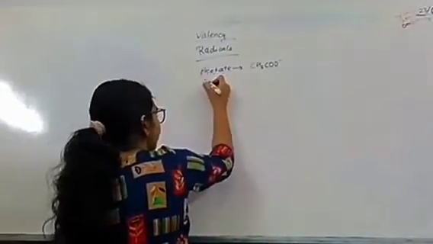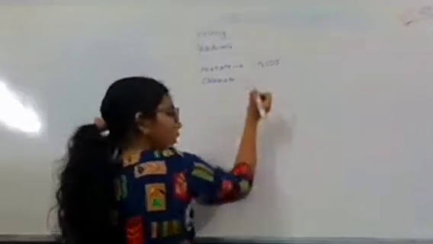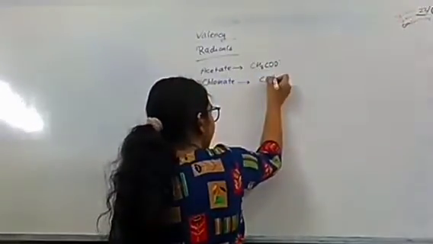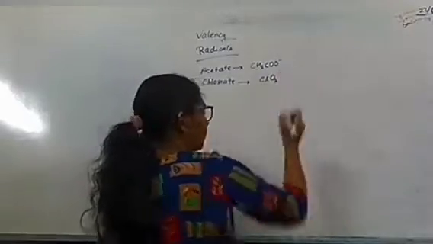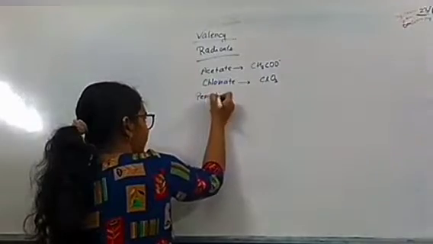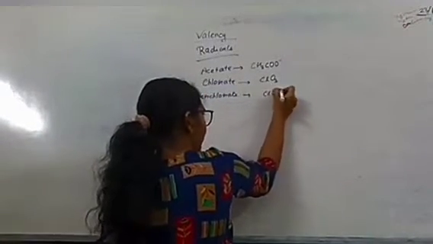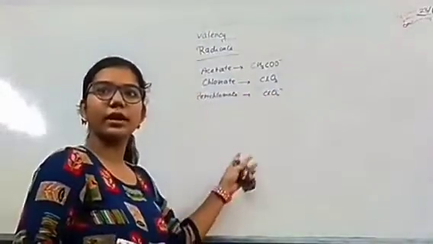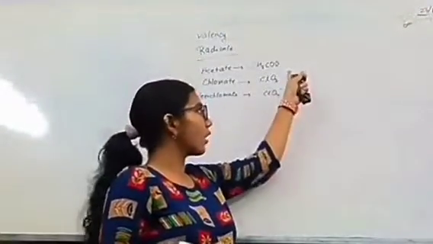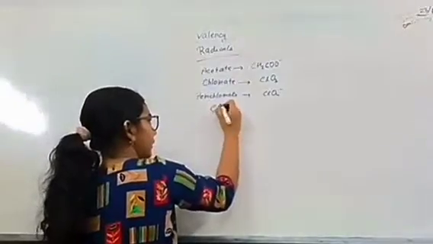Next one you can say chlorine. ClO3 minus is chlorate. Then ClO4 minus. Always remember, any chlorine compound, whether it is chloride or fluoride or anything, will always be known by a name ending with minus.